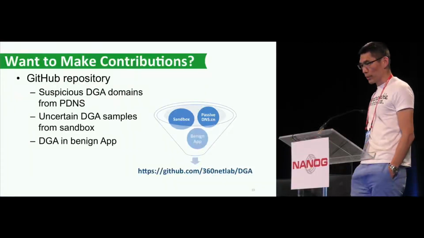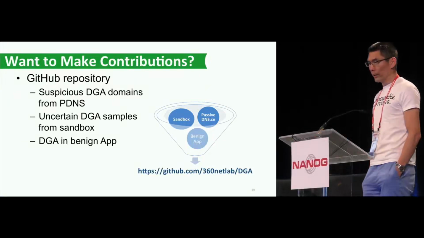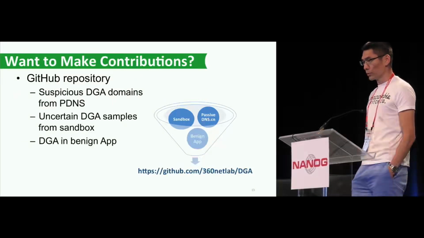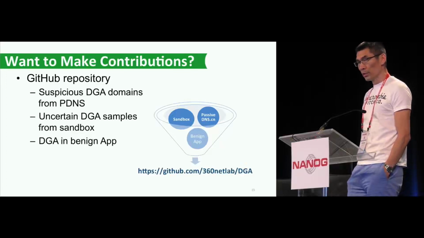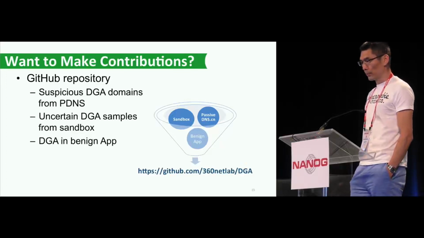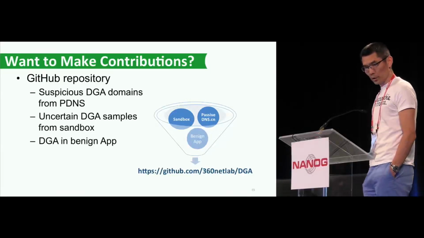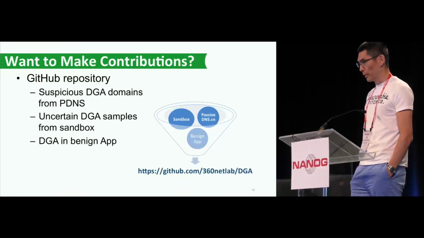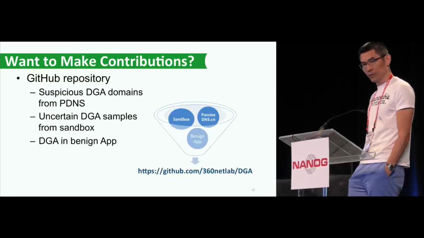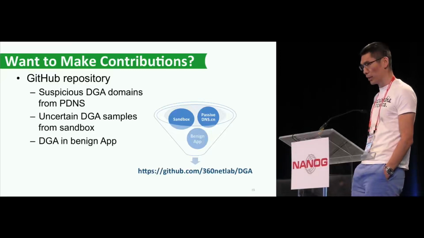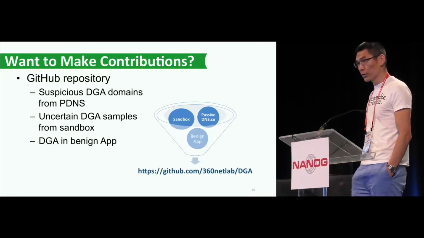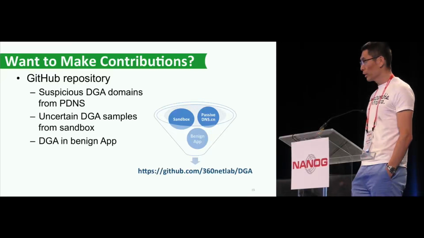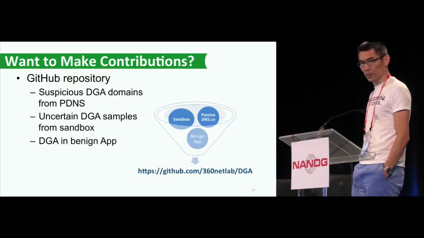Right now we have this GitHub repository. In this repository we have suspicious DGA domains without MD5s. We also have some MD5s where we haven't figured out the algorithm yet. And we also keep a list of benign DGA applications, which means the application is not bad, but it just has this DGA-like behavior. So for security researchers, you're more than welcome to go take a look, and if you can make contributions, that's going to be great.